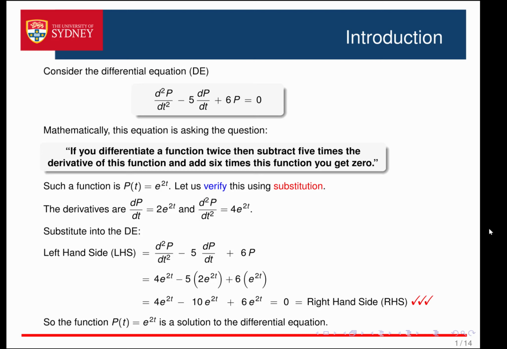Importantly, we note that the 2 in the power of e to the 2t is very special, and this doesn't work for just any power. That is, the power 2 means that the special combination of constants times e to the 2t adds up to 0. We will see later how we come to this special number 2 in this DE.